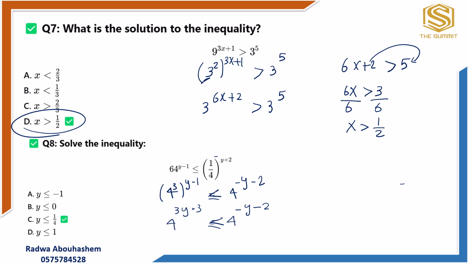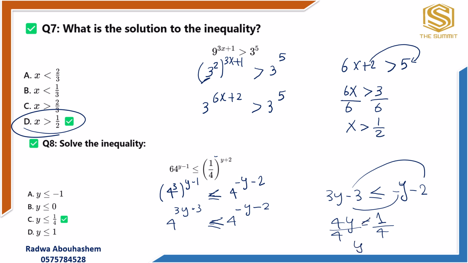So here, let's isolate. 3y minus 3 is smaller than or equal to negative y minus 2. Isolate: 3y plus y gives me 4y, equal to negative 2 plus 3, which is 1. Divide by 4. So y is smaller than or equal to 1 over 4.